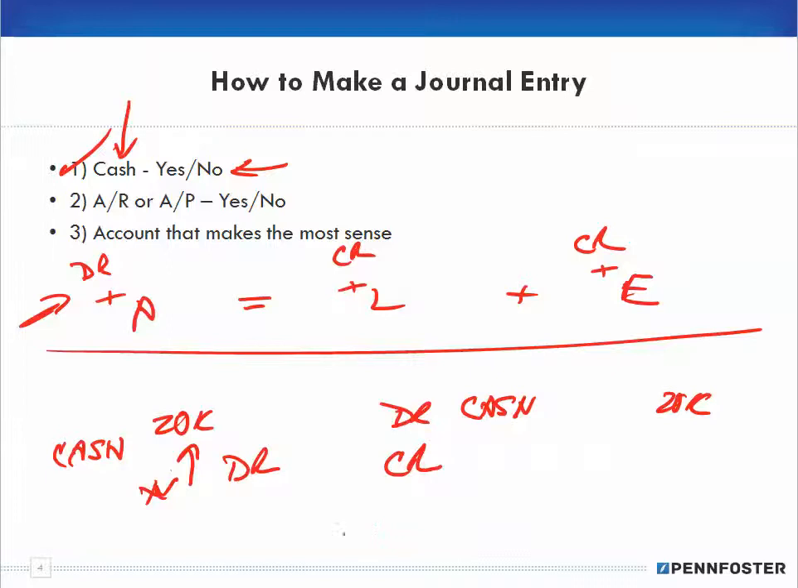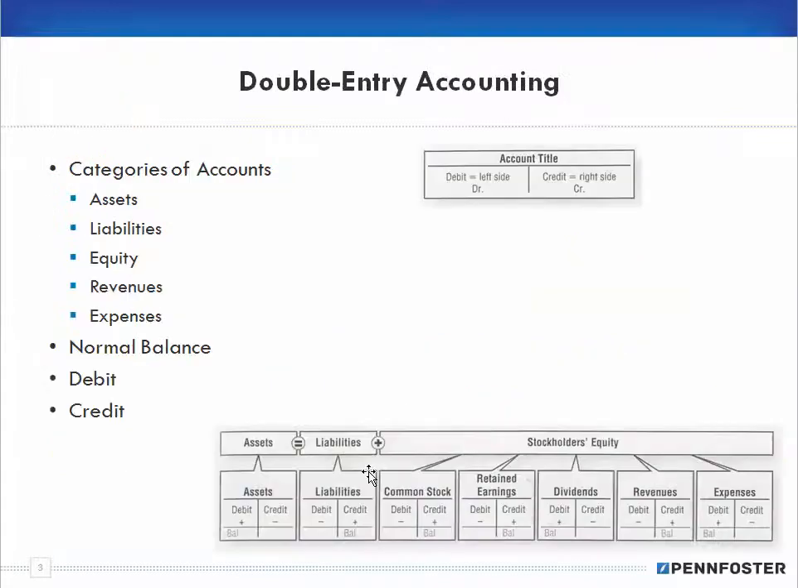And from the theory, we know that our debits have to equal our credits, okay? So if I have a debit to cash for 20,000, that means I have to credit something else for 20,000. The question is what? Now, it all depends upon the transaction itself. What is that transaction about?